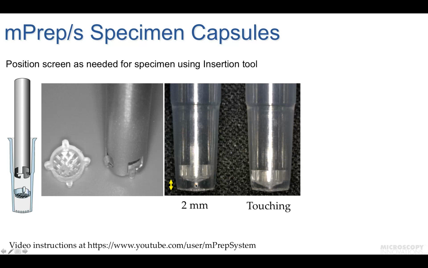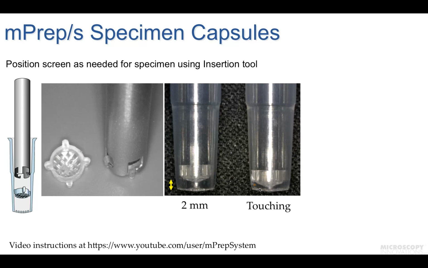Here we show it about 2 millimeters from the bottom, and the screen can even be positioned all the way to the top over here with nearly a centimeter of distance if one has a very long specimen and wants to do something a little unusual. The screen has a concave side and a convex side. Here we see the convex side down for entrapping. The screen can also be inserted in the upside down position to put the concave side over to entrap a specimen where that's more appropriate.